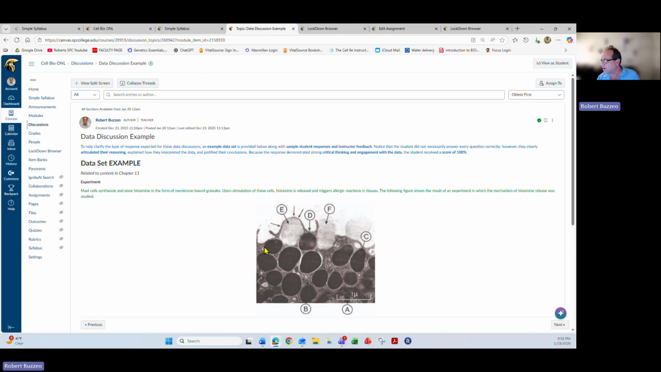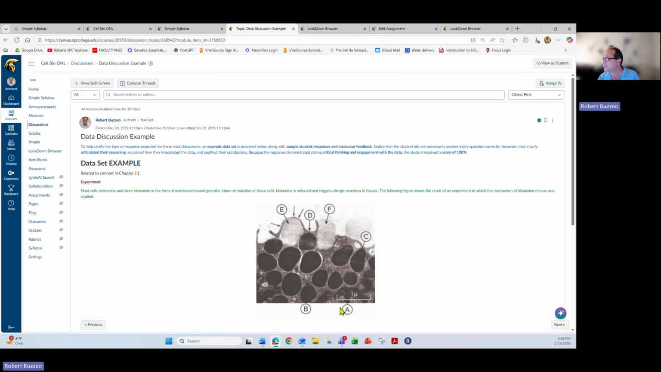So let's look at this image here. And we haven't had any background information, and that's okay. But what this is, well, it tells you here. You're looking at mast cells and how they're synthesized. They store histamine in the form of these membrane-bound granules. Upon stimulation of these cells, histamine is released and triggers allergic reactions in tissues. The following figure shows the result of an experiment in which the mechanism of histamine release was studied, right?